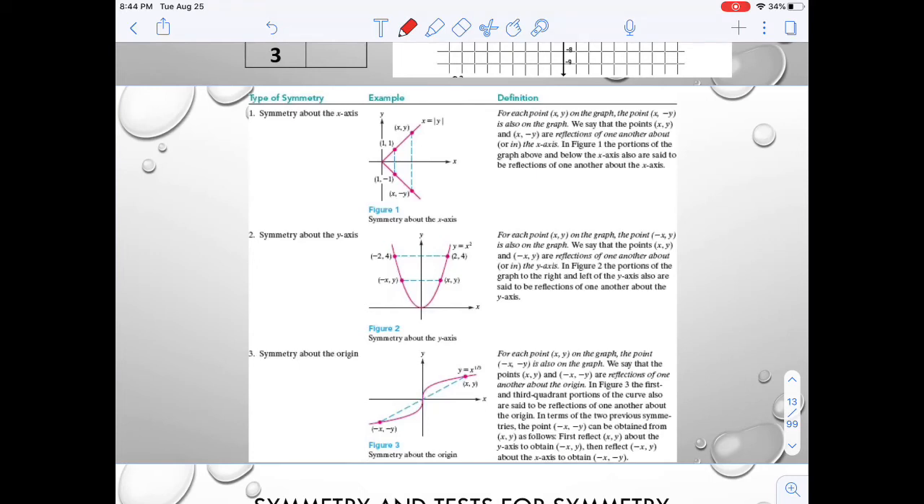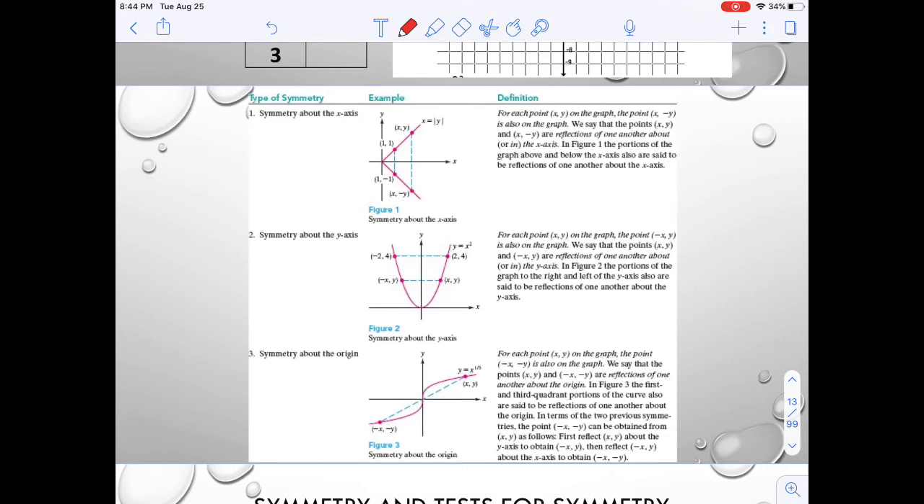We have symmetry about the y-axis. Similarly, if I have the point x, y on the plane, I also need to have negative x, y as a point on the plane for every point x and y. A perfect example for symmetry about the y-axis is parabolas or absolute value, or at least some of those functions, depending on how they shift or where they're at in the plane.